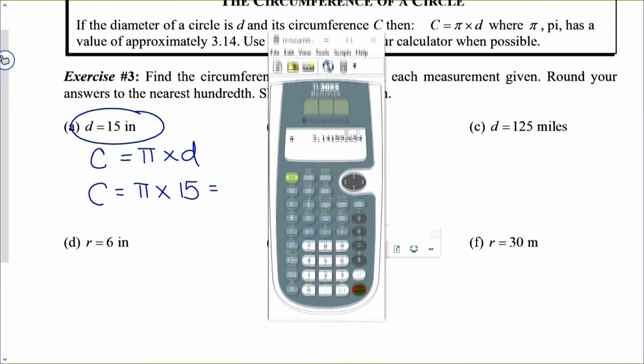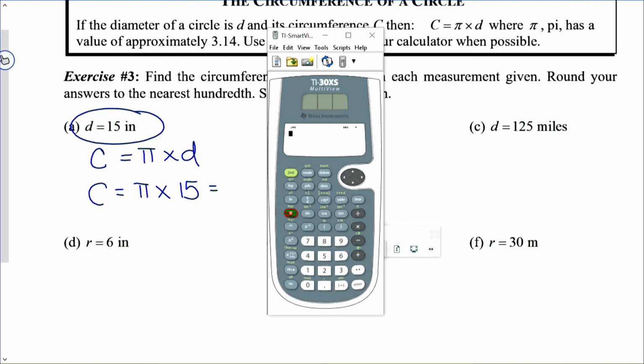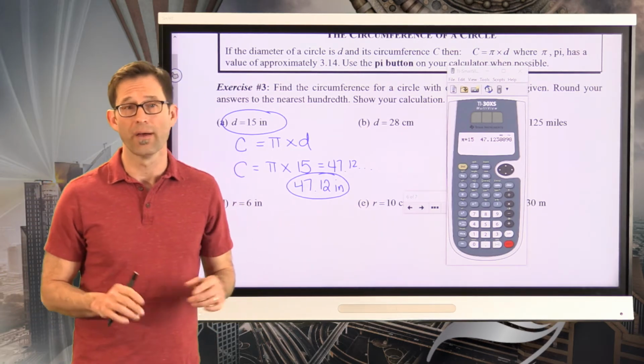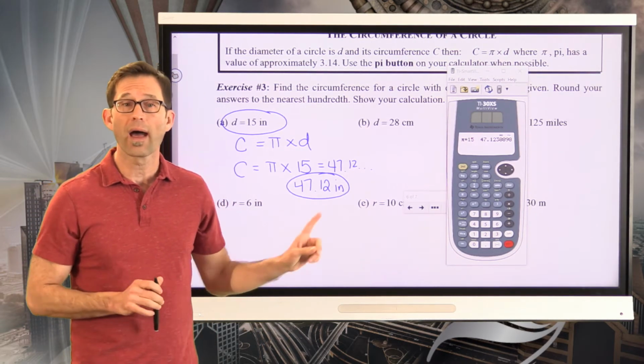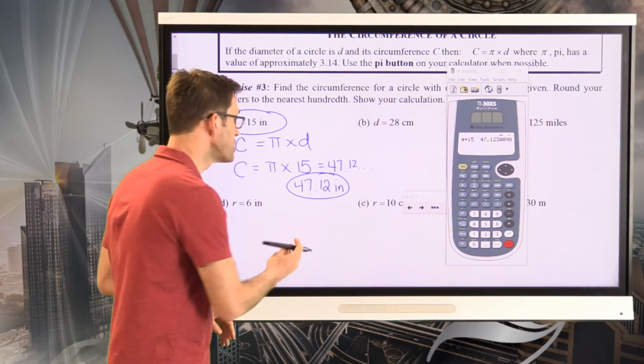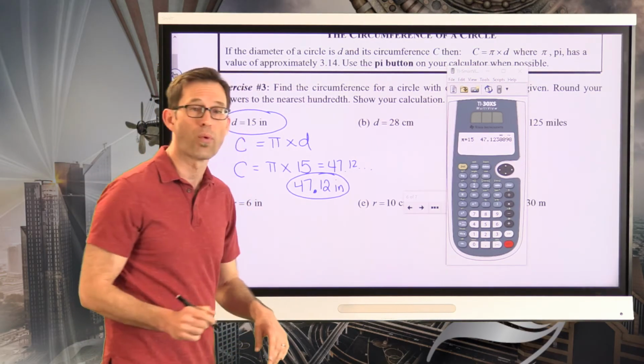All I need to do now is take my calculator, and I really do need a calculator for this. I'm going to do pi times 15, equals. And that is now 47.12, etc. I want it to the nearest hundredth, 47.12 inches. Now, let's talk a little bit about units. Circumference is not area. Circumference is distance. It will have whatever units the diameter does. So if the diameter is in inches, the circumference will be in inches, specifically here 47.12 inches.